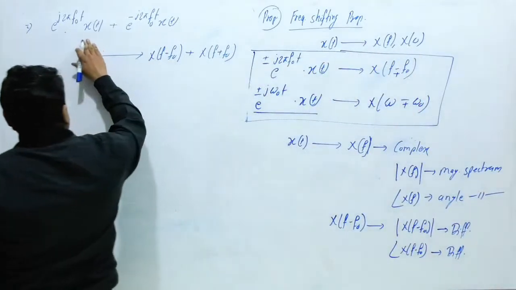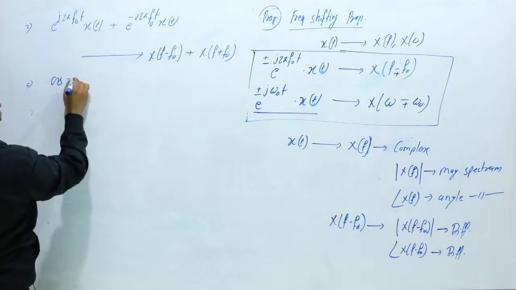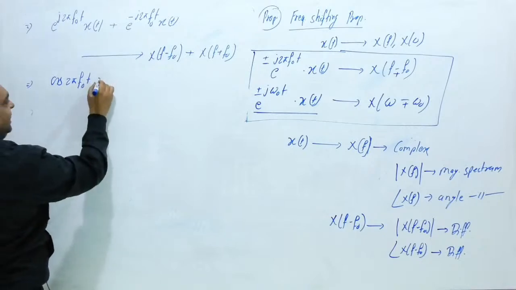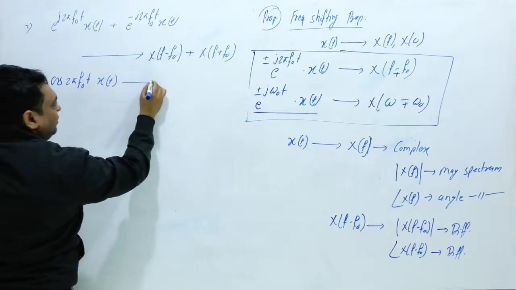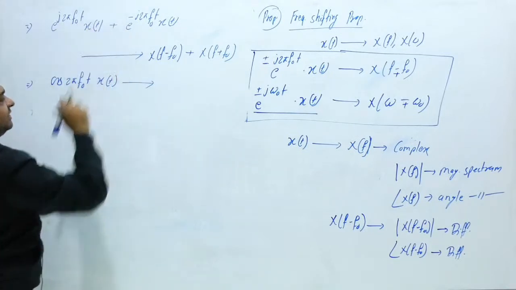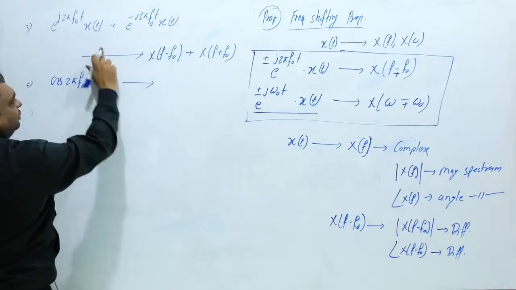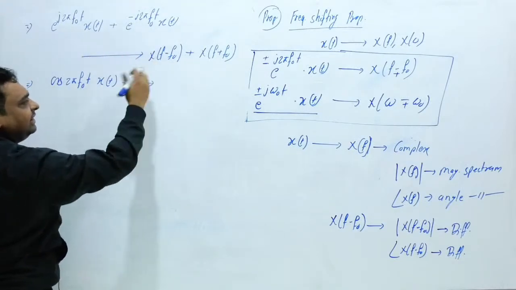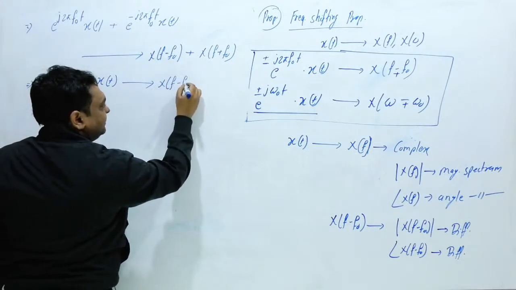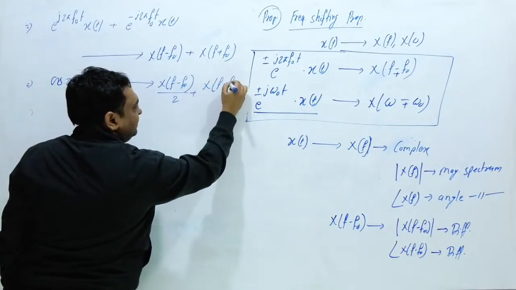So if I want to write cos 2 pi f0 t multiplied by x(t), what is the Fourier transform? Here we have e raised to j theta plus e raised to minus j theta, divided by 2, which is cos theta. So you have to divide by 2 here. So what can I write? X of f minus f0 divided by 2, plus X of f plus f0 divided by 2.